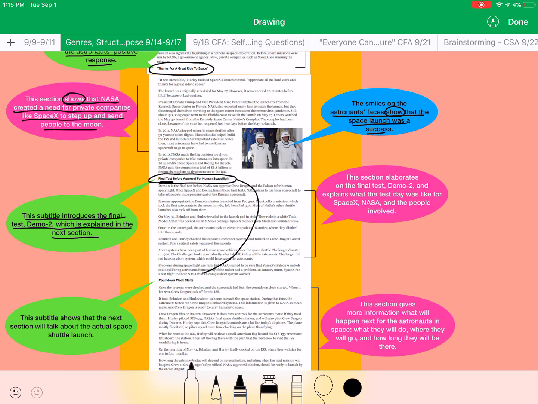When I ask my question here, how does this section help the reader? Well, it helps the reader understand because it elaborates on the final test, Demo 2, and explains what the test day was like for SpaceX, NASA, and the people involved.